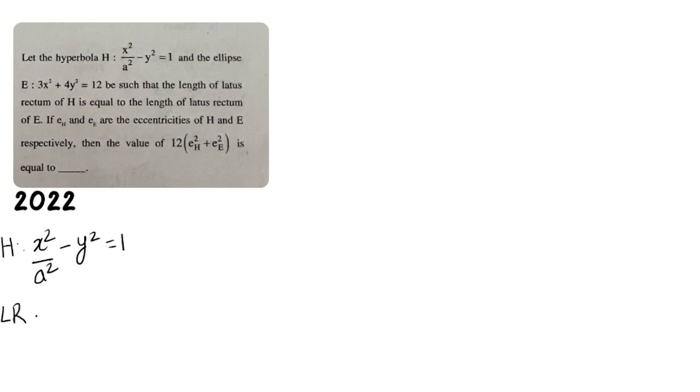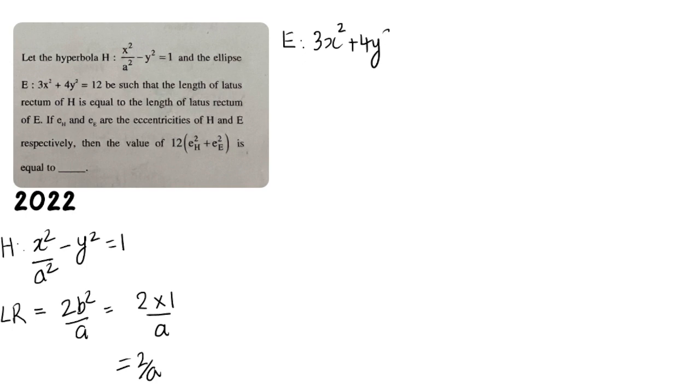Now we'll find the value of latus rectum of hyperbola. That is 2b square by a. In this question, b square is equal to 1 and a is a itself. So we'll get the answer as 2 by a. Talking about ellipse, it is not given in standard equation. It is given a x square plus 4y square equals 12. Now we'll divide the equation by 12 to make it in the standard form. So we'll get x square by 3 plus y square by 4 equals 1.